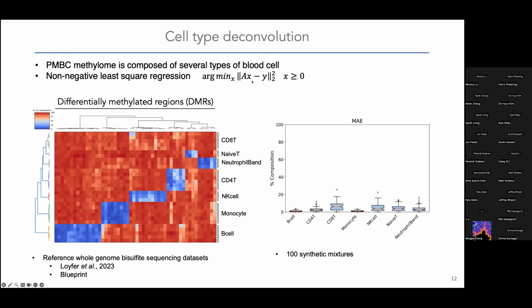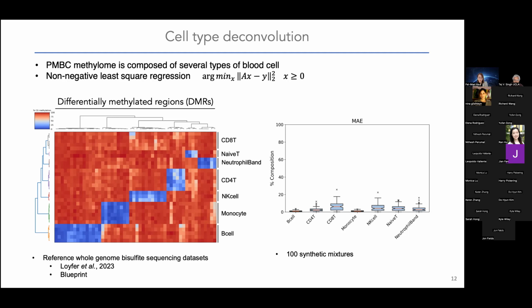From here, we know the first thing we need to do is build a reference database for cell type deconvolution. Going through the literature, we know there might be activated CD8 T cells, CD4 naive T cells, B cells, etc., and also NK cells and monocytes. There might be very few immature granulocytes. We're lucky to find a neutrophil band dataset from the Blueprint database.